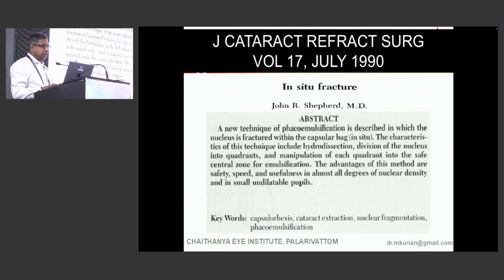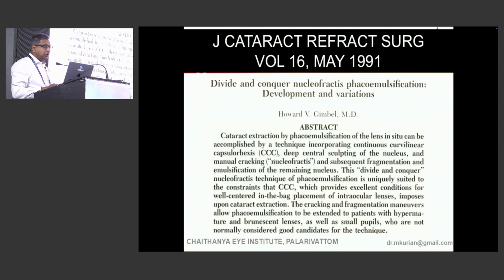The three techniques that I have mentioned are very old techniques. In 1990, divide and conquer was described, but using a different name, in situ fracture. What we call divide and conquer today, the name was given by Gimbel in '91, but that is actually a version of stop and chop.